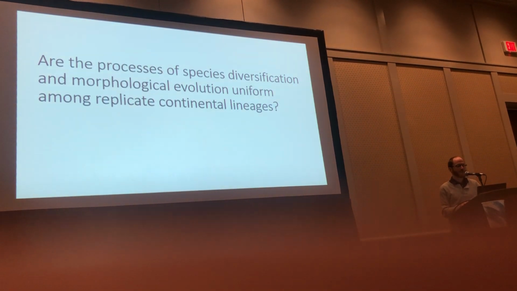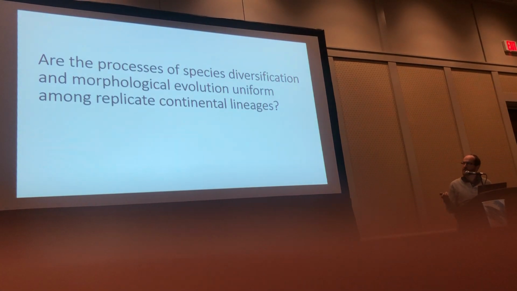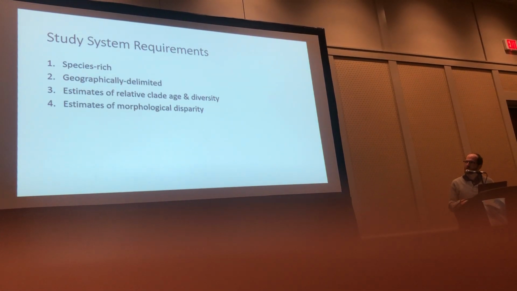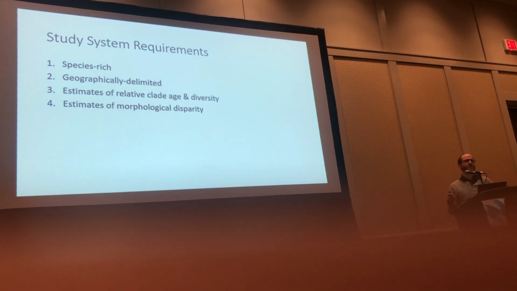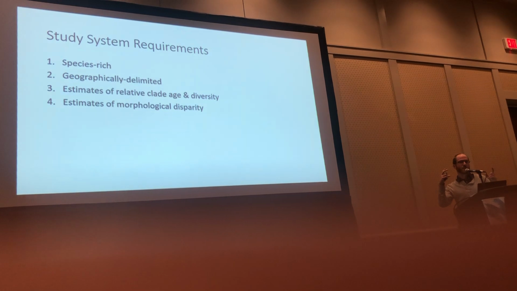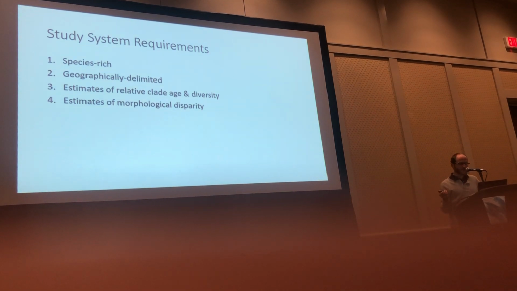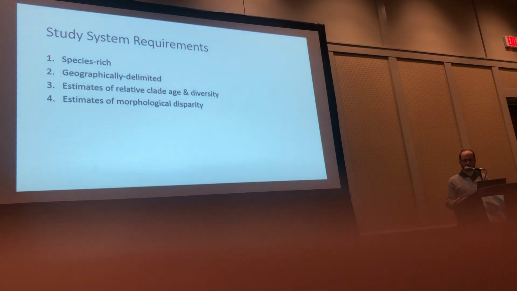And so we can investigate whether these processes are uniform among lineages, and in particular, I'm interested in replicate continental lineages. And so in order to tackle this, I thought long and hard. I needed a species-rich group. They should be geographically delimited in that we want something at a scale larger than a single island, but smaller than, say, the entire biosphere. And we should be able to estimate the extant species richness of that group and the relative clade age, in addition to some estimate of their morphological disparity.